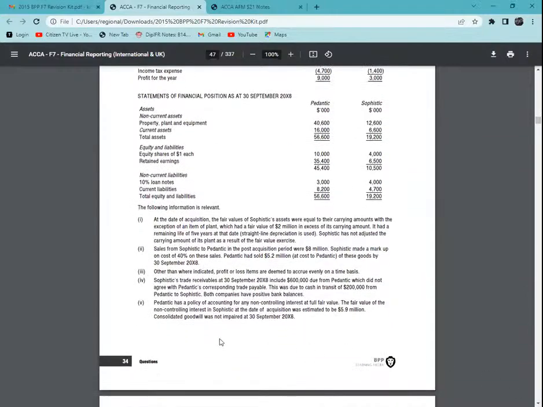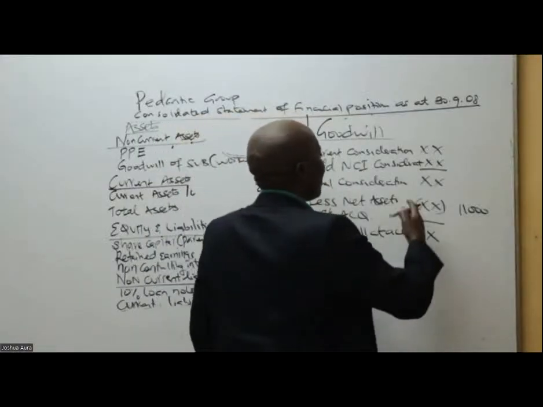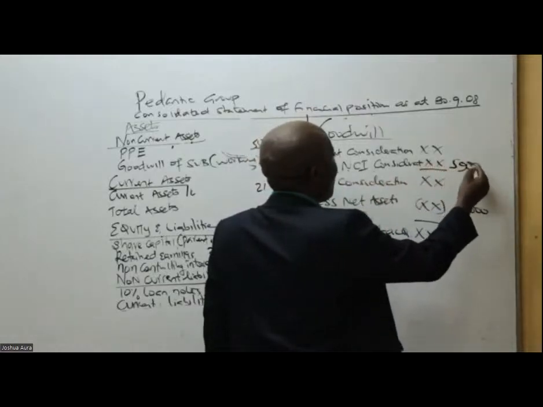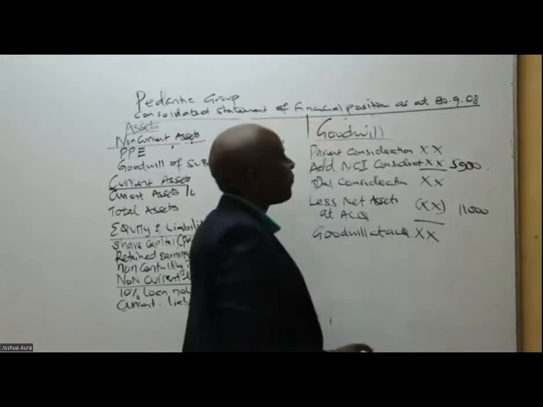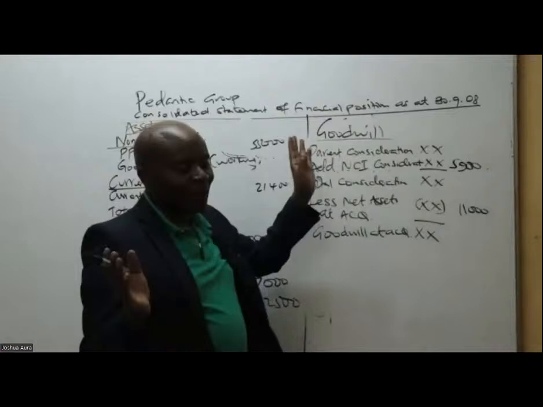NCI at this one here. The fair value of NCI is 5,900 at acquisition. Great. So here NCI consideration is 5,900. So I'm only looking for one parameter, which is the parent's consideration.